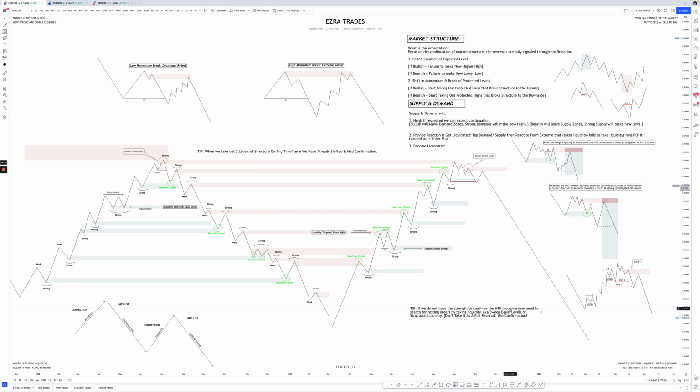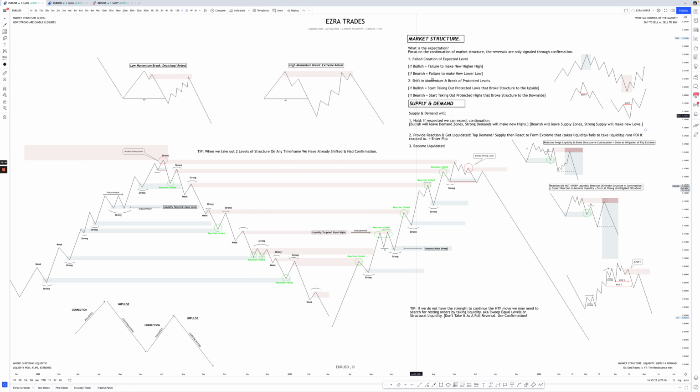So remember, if we do not have the strength to continue the higher time frame move, we may need to search for resting orders by taking liquidity, right? That will be equal levels or structural liquidity. And remember, don't take it as a full reversal. Use confirmation. How can you use confirmation? Well, once on whatever time frame you are looking at market structure, once we take out two levels of structure, right? Structural liquidity, they break structure on the higher time frame trend and that time frame's trend. Once we break that, that's when we've shifted and had confirmation, right?